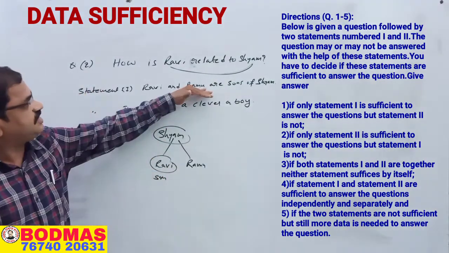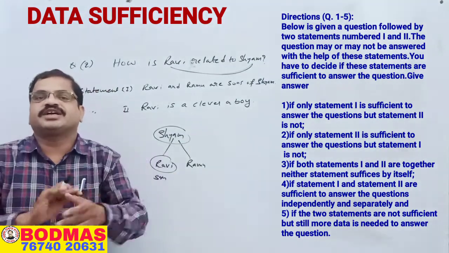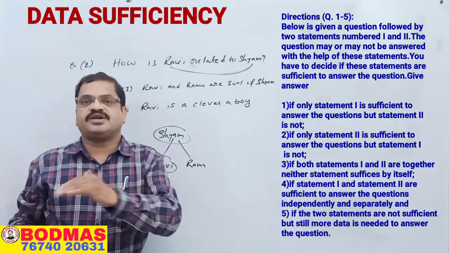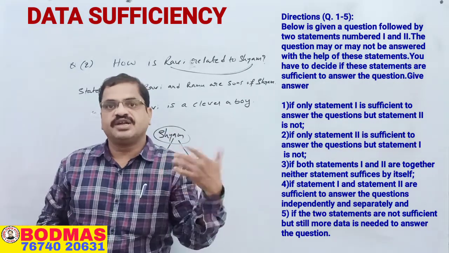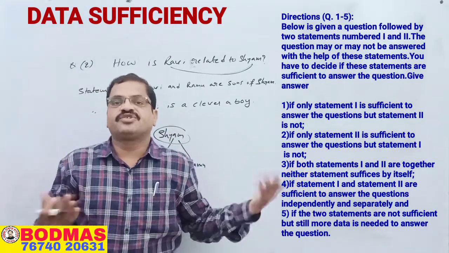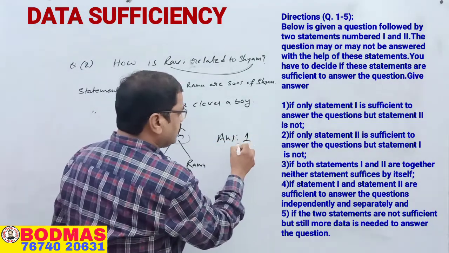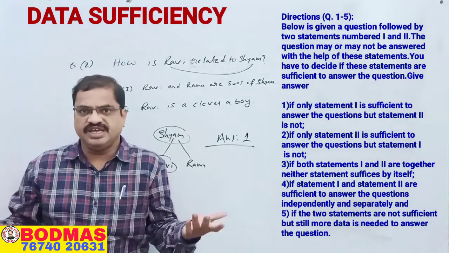Ravi is the son. So with the first statement only we are getting the answer. The second is not required. Here it is not asking whether he is a clever boy or a tall boy or a short boy. The question asked is the relation, and the relation is in the first statement only. So our answer is 1, because we are getting it with the first statement.